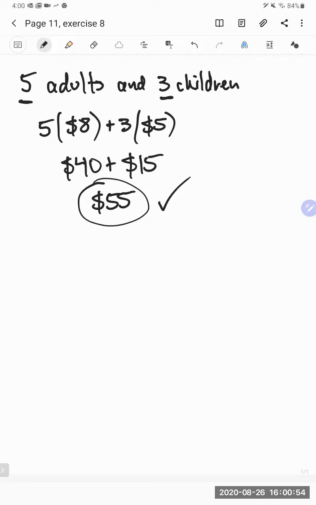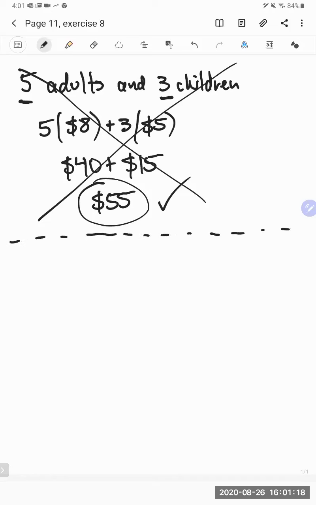So you reread the problem from the beginning. It says a group of 9 people, some adults and some children, went to a movie theater. Adult admission was $8 and child admission was $5. The amount charged was $55. So this won't work, right? This won't work because it only adds up to 8 people, and we need 9 people, right? So what can we do?